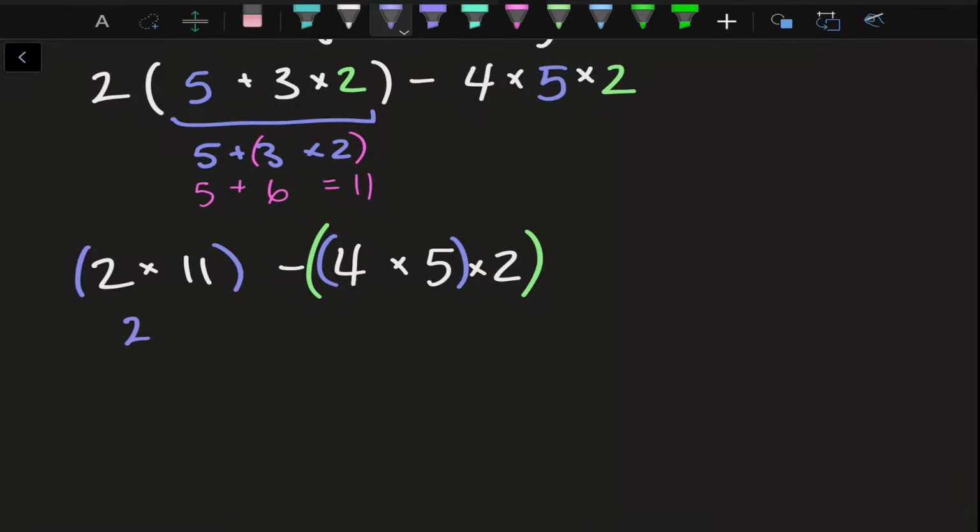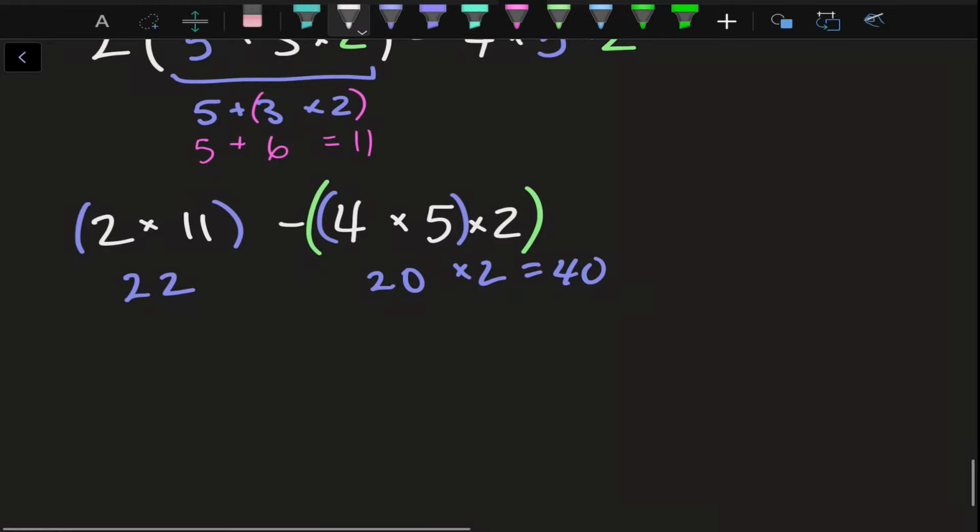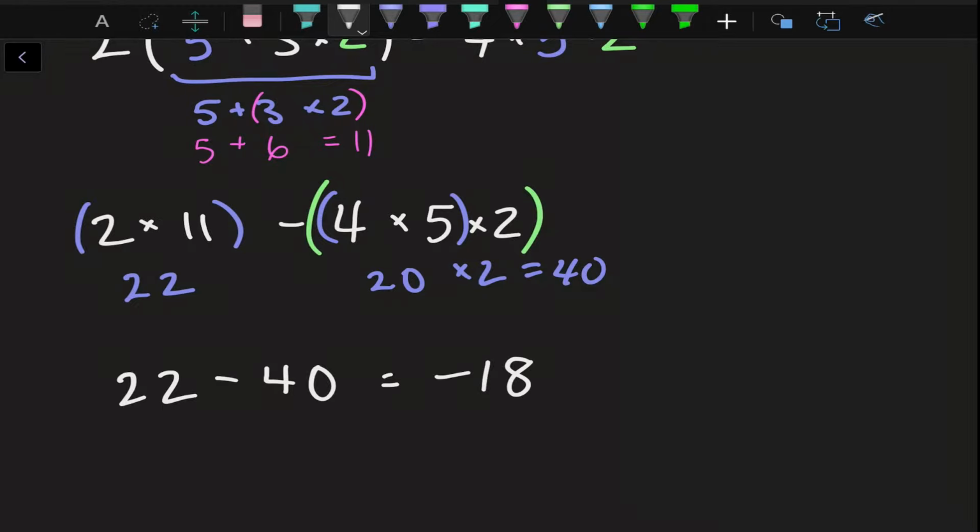So over here I have 2 times 11 is 22. And then over here I have 4 times 5 is 20, and 20 times 2 is equal to 40. So 40 in that brackets, which means that I end up after that step with 22 minus 40. And that should give us negative 18. Okay, so really straightforward following those.